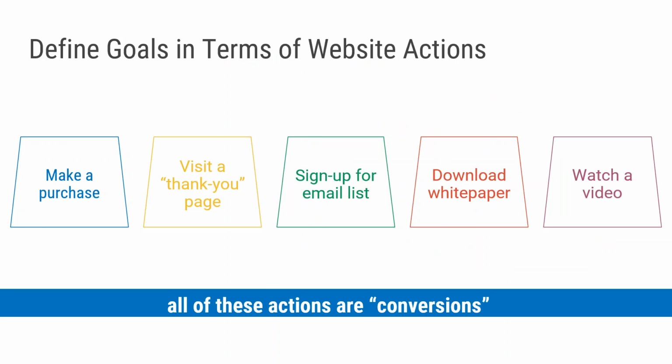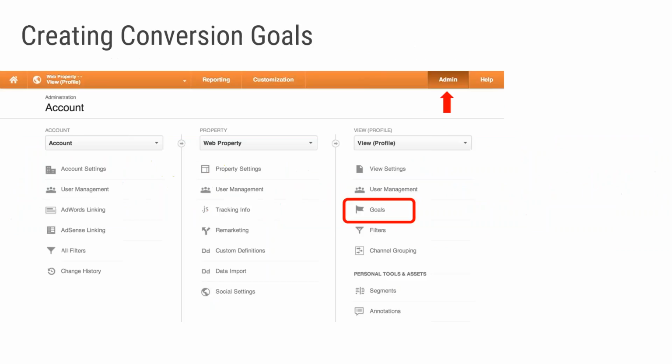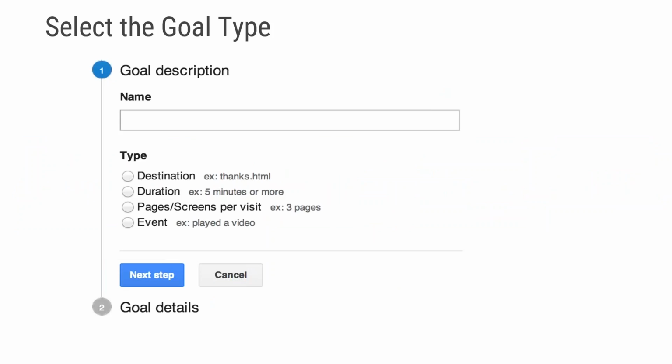So again, coming back to goals, you can specify all of these goals in the analytics account. Making a purchase, someone visiting a thank you page, signing up for an email list, watching a video. All of these are different conversion actions which can be specified, and you can have additional information for that. In order to have that additional information, all you need to do is create goals in the analytics account. You just need to go to admin, click on goals, and then select the different goal types.